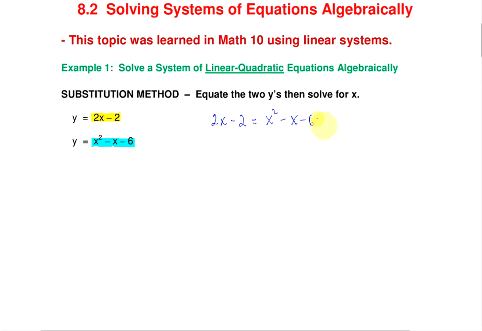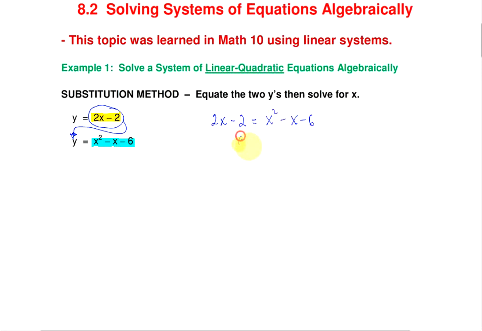Now, why can we call this substitution? Well, if y is 2x minus 2 and y is x squared minus x minus 6, we could take this y value and just plug it into this y value, which is why we can say that we will equate our two y's together. Okay, so notice you now have an equation which you can see is going to be quadratic because you have an x squared term.